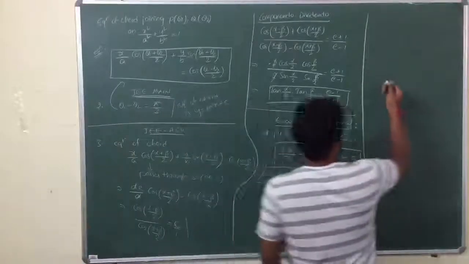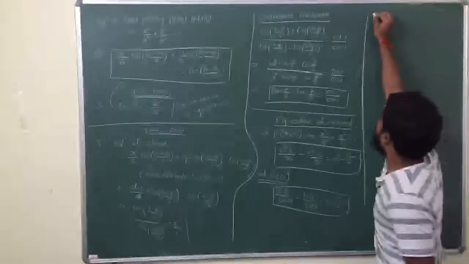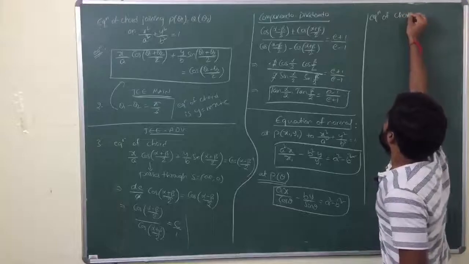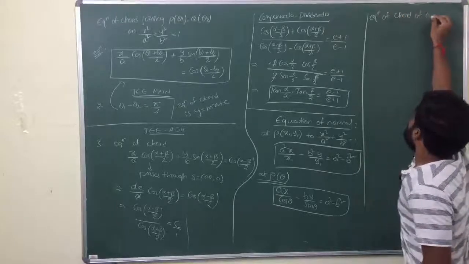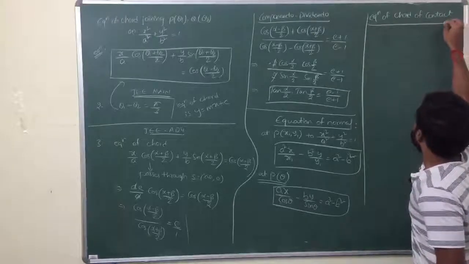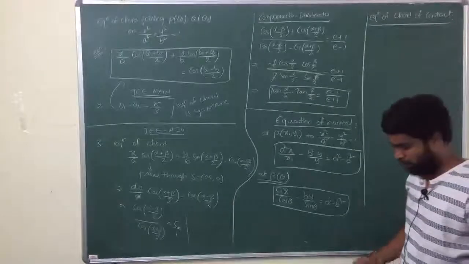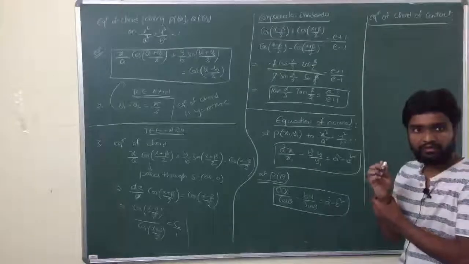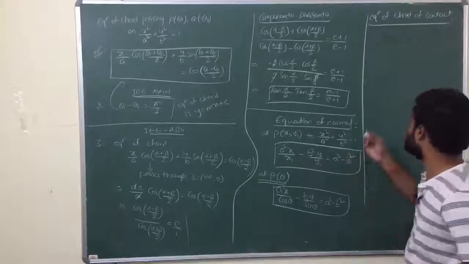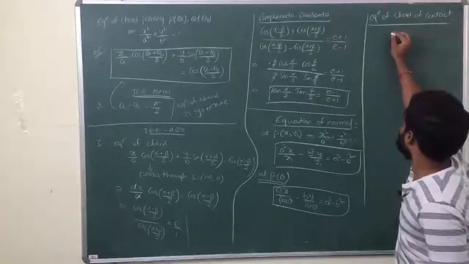Okay. Now, the equation of chord of contact. How to find that? Same as circle and parabola only. The equation of chord of contact: S1 is equal to 0.